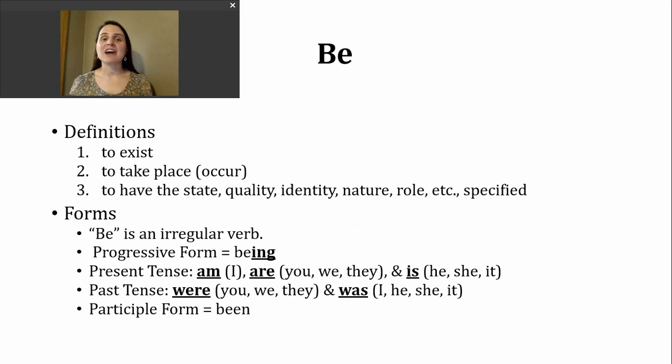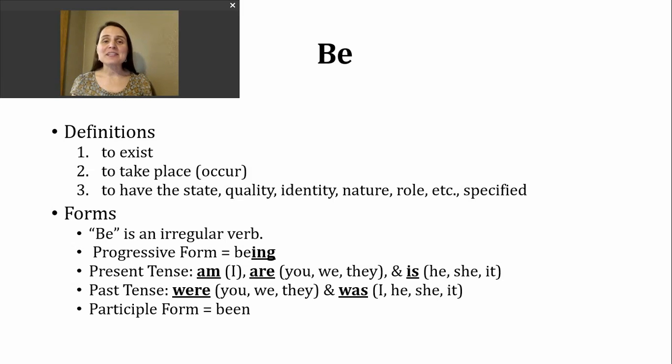If you've watched all the three previous videos, this might be a little repetitive, but it can be good to practice these things again. So the ways we tend to use the verb be are to mean to exist, to take place or occur, or to have a particular state, quality, identity, nature, or role.